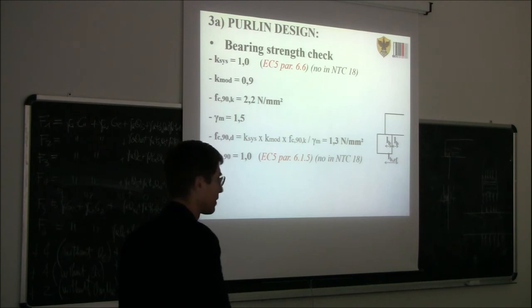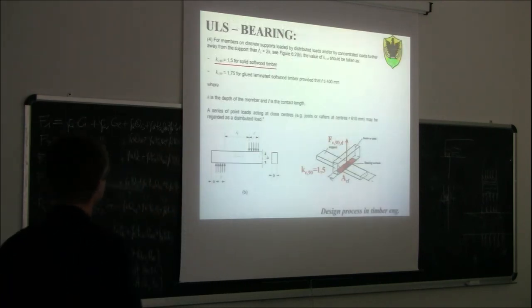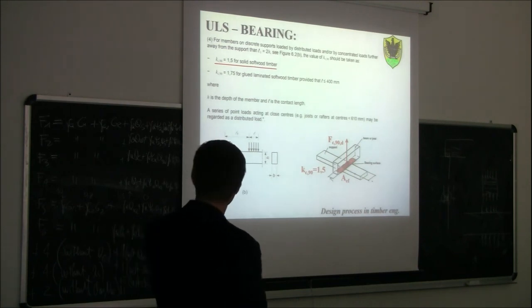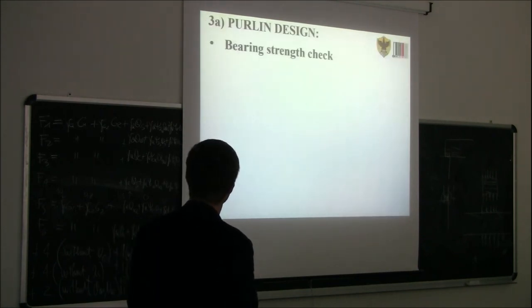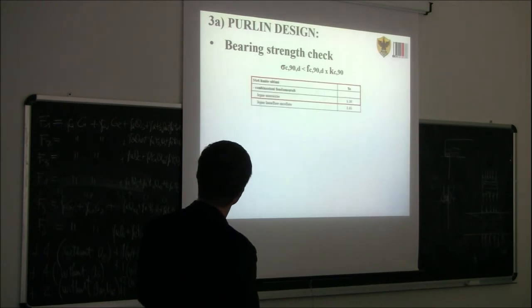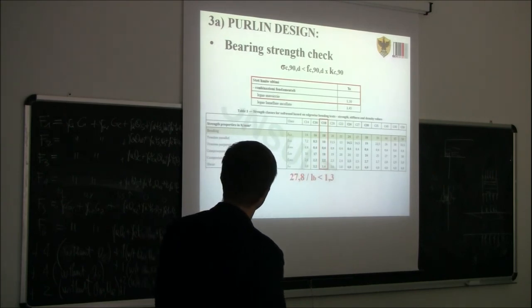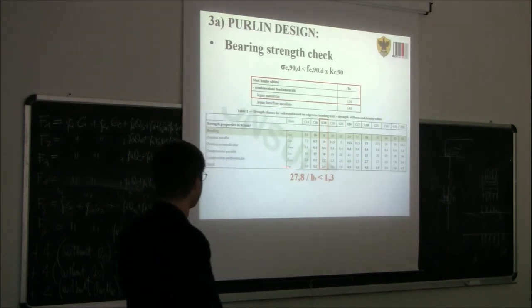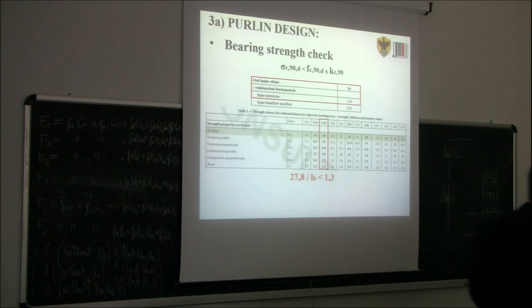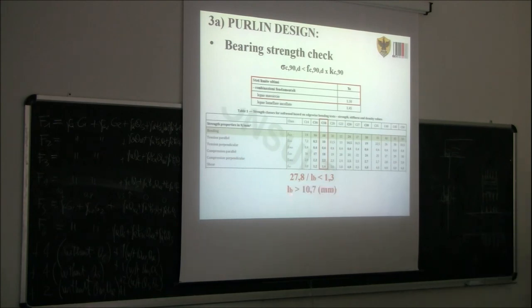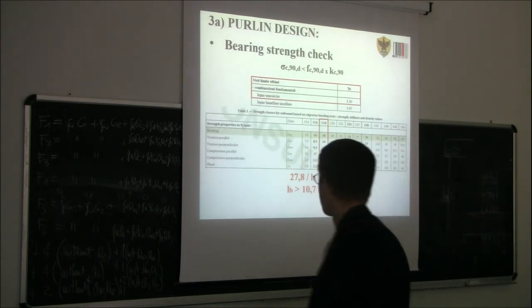Kc90 can be conservatively assumed equal to 1, even though for solid timber it would be 1.5. So in the end, 27.8 divided by LB must be less than 1.3. So from this design inequality, we can get LB. So LB shall be greater than 10.7 millimeters. So just 1 centimeter of support is enough to make sure that we won't get any failure for compression perpendicular to the grain.